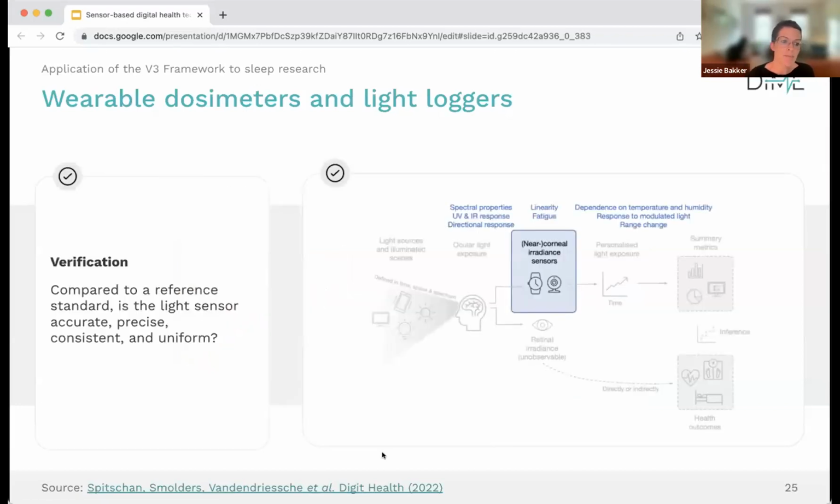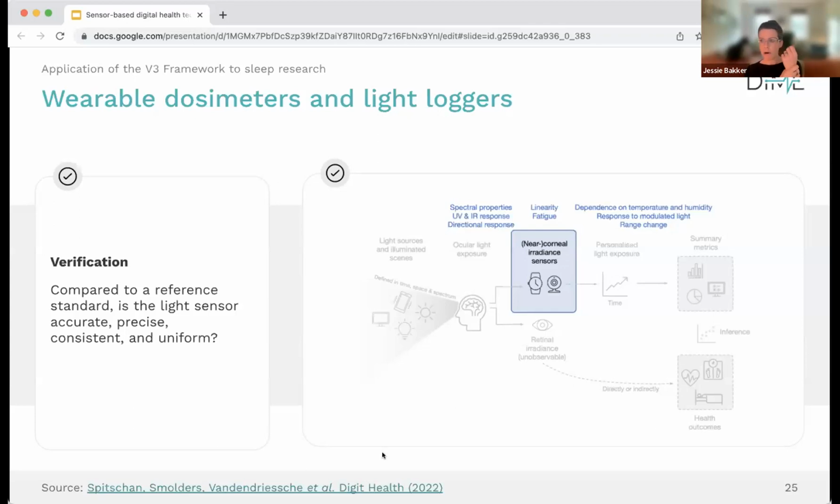So verification, compared to a reference standard, so that's the first thing, is to identify a ground truth for light, something like a lux meter. Is the light sensor itself accurate, precise, consistent, and uniform? And of course, because we're thinking about light, we need to think about things like the spectral properties of the light sensor, the potential for an ultraviolet or infrared response within the visible wavelength, the directional response, especially depending on where exactly the sensor is placed.